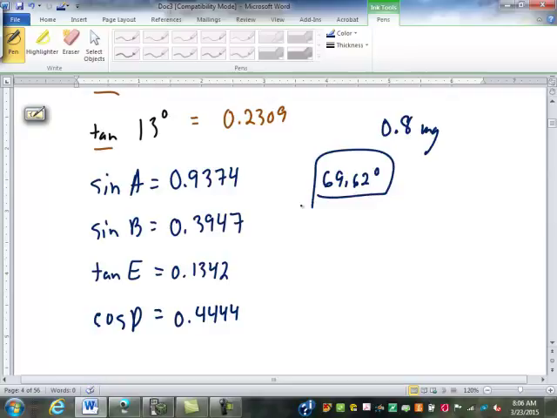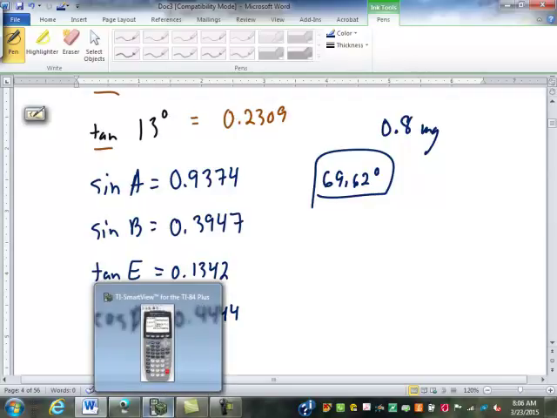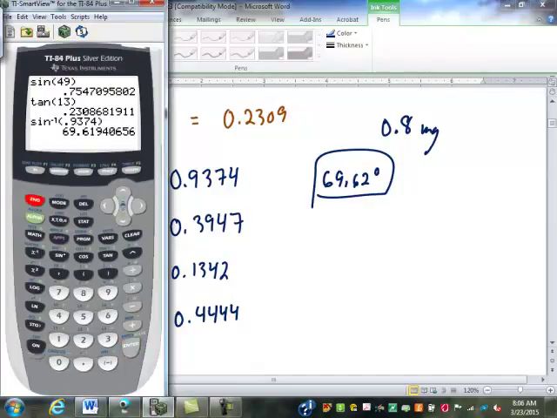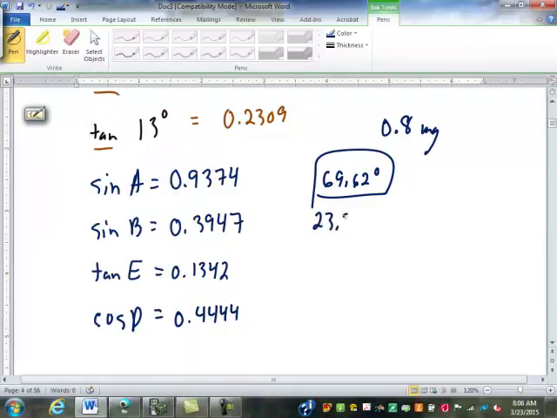That's degrees. So sine of B equals 0.3947. How are we going to do that? Second sine, because again, we're looking for the angle, so we have to use the inverse or the second function. 0.3947. 23.25 degrees. Anybody need me to give you a second to do the last two? Okay.